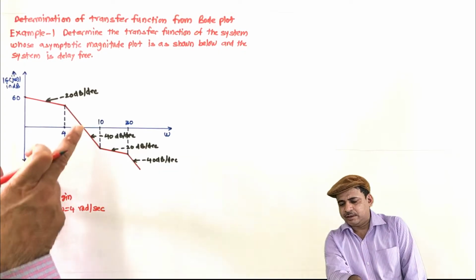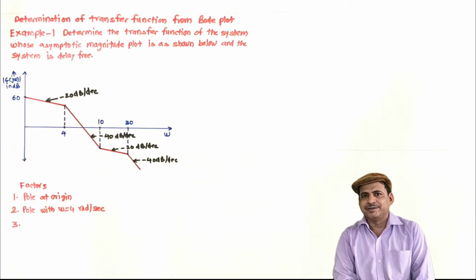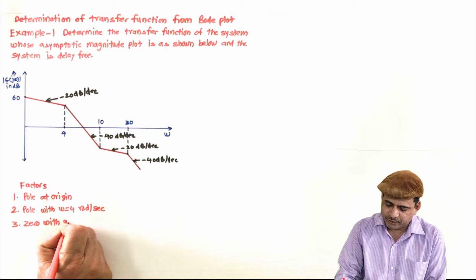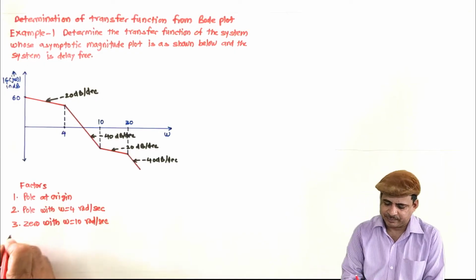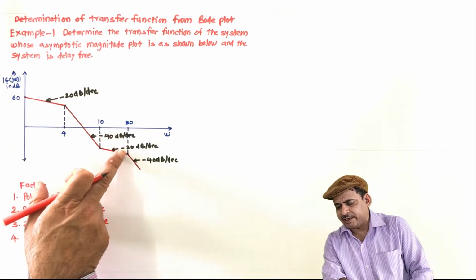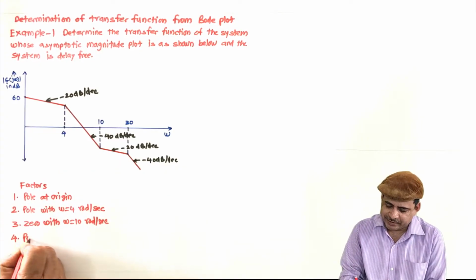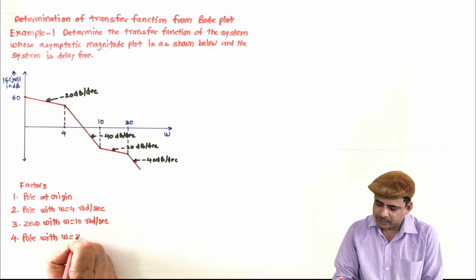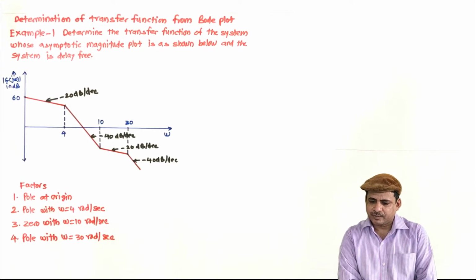Then the third, at omega equal to 10, again the slope is changing, but this time it is becoming minus 20 from minus 40, and this is possible only if a zero is added at omega equal to 10. So a zero with omega equal to 10, or the corner frequency of that zero is 10 radian per second. And then again the slope is changing at omega equal to 30. So it is becoming from minus 20 to minus 40, hence there is a pole with omega equal to 30 radian per second. Now let us find out the gain k.